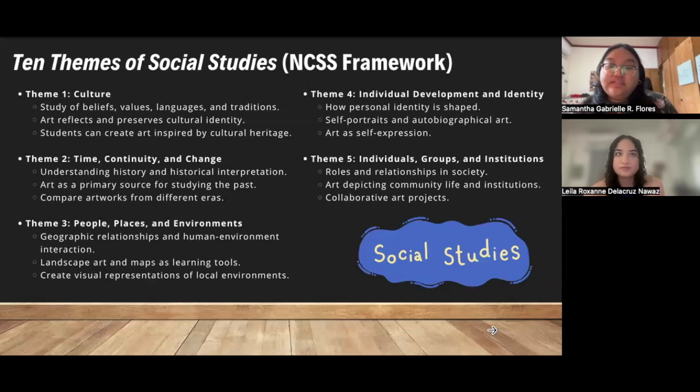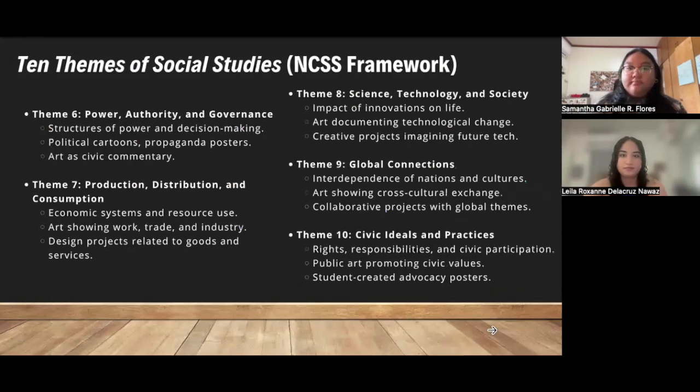Theme five is individuals, groups, and institutions, which are roles and relationships in society. Art plays a part by depicting community life and institutions and collaborative art projects. So, this can be the mural. Moving on to theme six, this is power, authority, and governance. So structures of power and decision making, and it's political cartoons or propaganda posters, like we previously explained, and art as civic commentary.